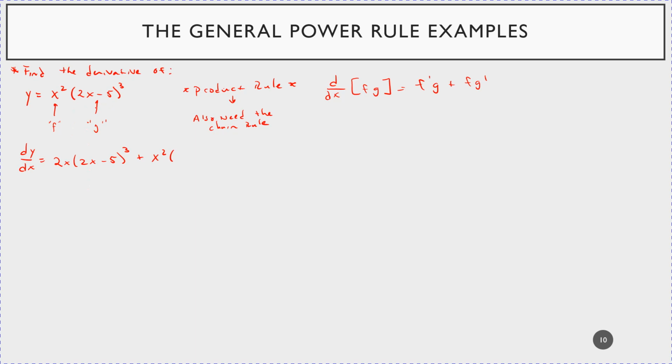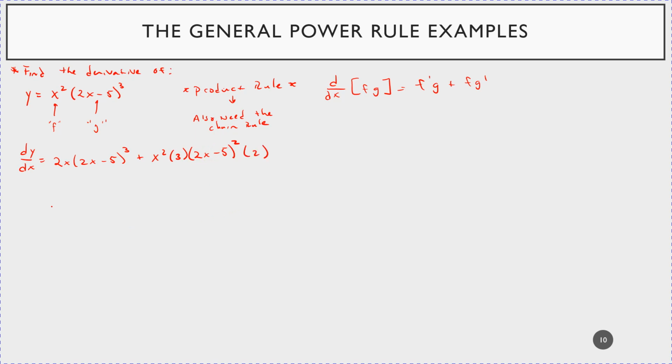Now I need to chain rule this. This is the inside part, and the 3 is the outside part. So bring the 3 down, leave the inside alone, and this becomes 3 minus 1 gets me 2. And then the derivative of the inside here, what is the derivative of the inside? The derivative of the inside is just 2.